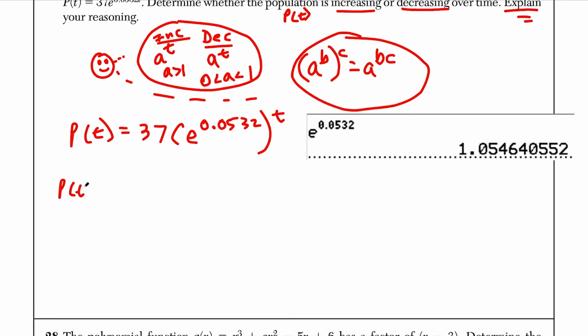We have p of t now is equal to 37, and I'll write out a few decimal places, 1.054640552. So I'll write out the entire thing like this. So this is p of t expressed with an actual value. And now think about what we said before, that the base of this exponential function is greater than 1. So p of t is increasing over time.